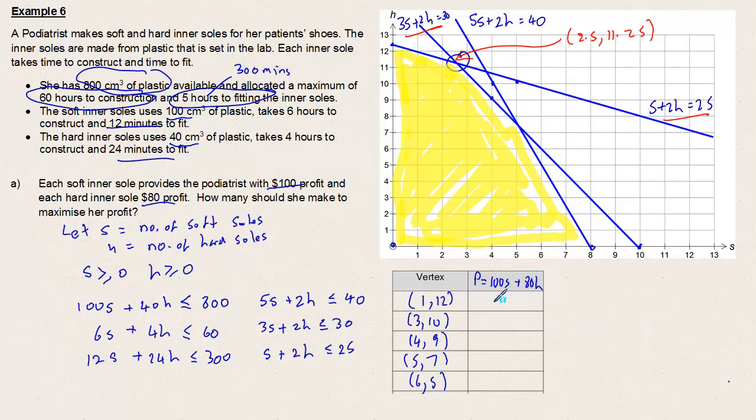So what do those give us? This one gives us 1,060. This is 1,100. Then we've got 1,120. We've got 1,060, and we've got 1,000. So our best one is this one, and that tells us to produce 4 of the softs, 9 of the hards, and we'll get $1,120 profit.